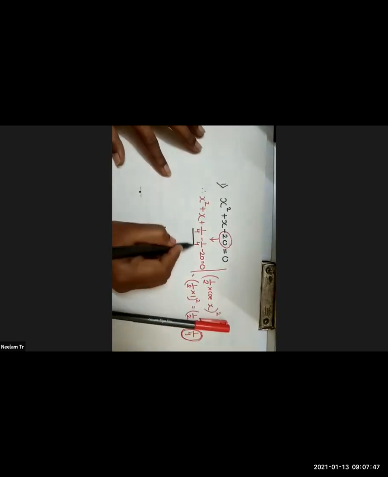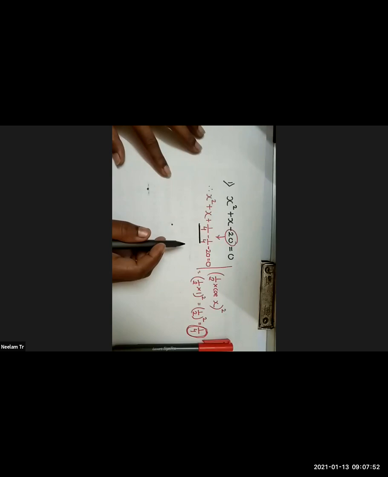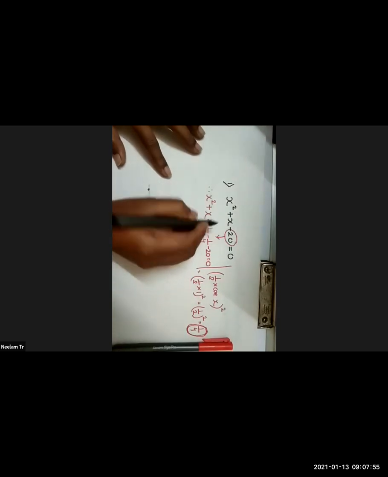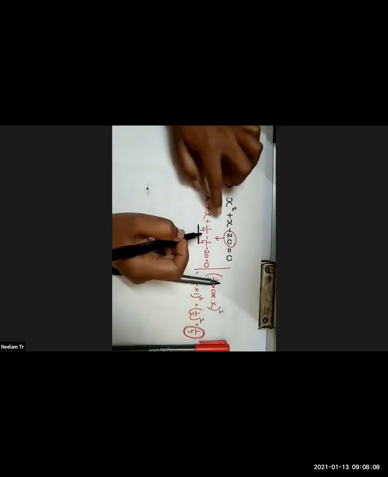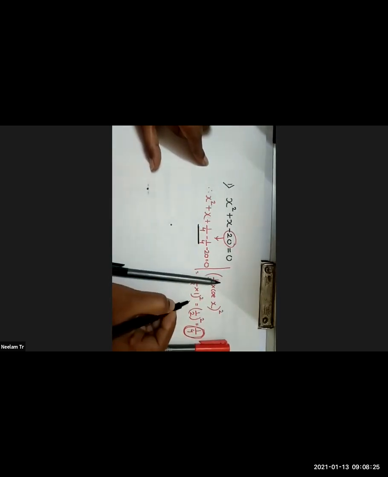Why did I do this, class? To make this term a complete square. Plus 1 by 4 and minus 1 by 4 will cancel out and you will get 0. So by adding this, it is not affecting my equation, because simultaneously I am adding and subtracting. The value of this becomes 0. But by doing this step, I got my complete square, that is x plus half the whole square.